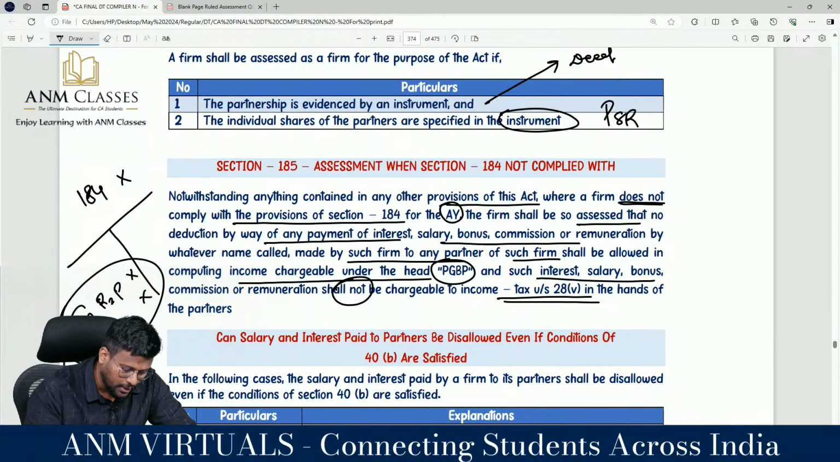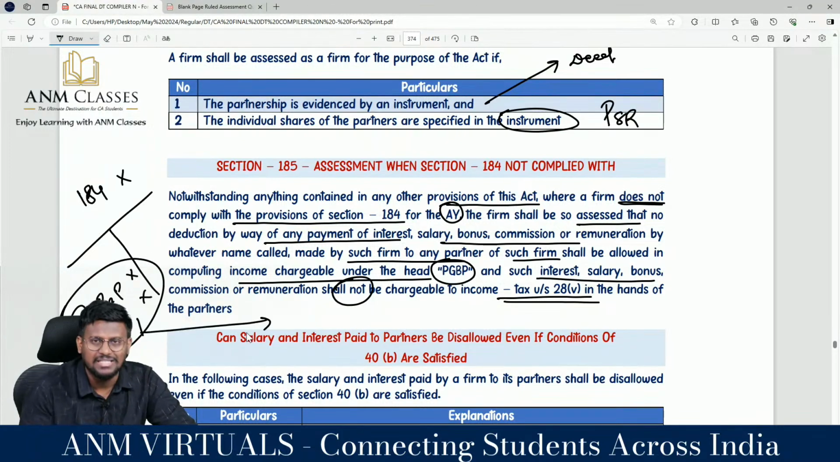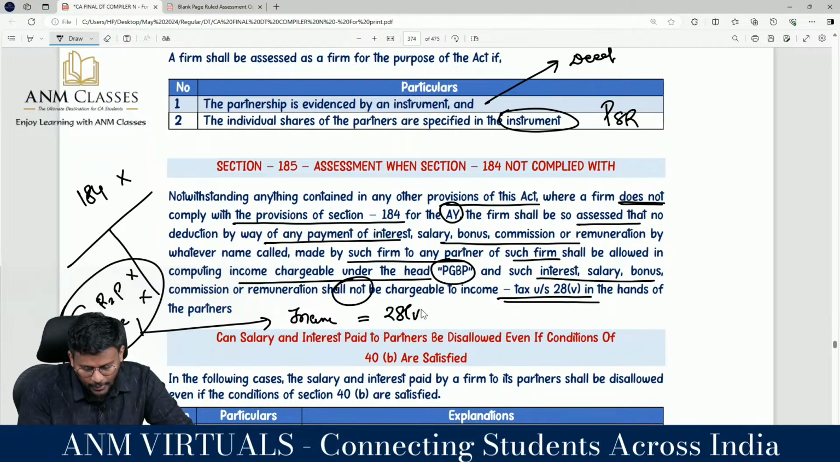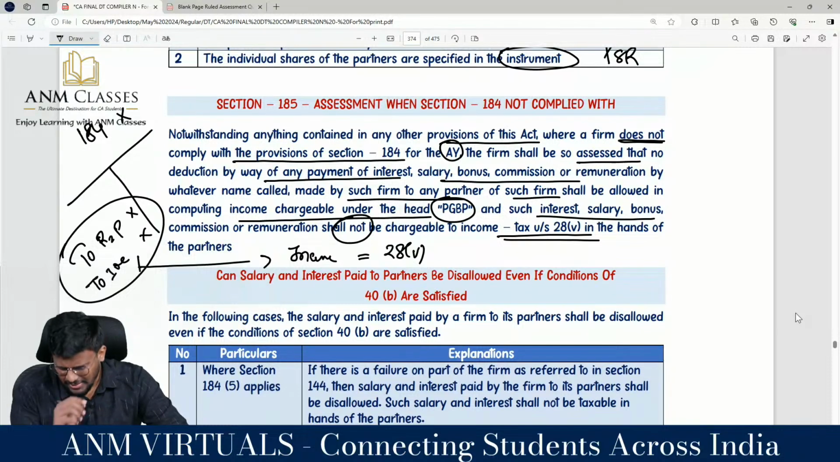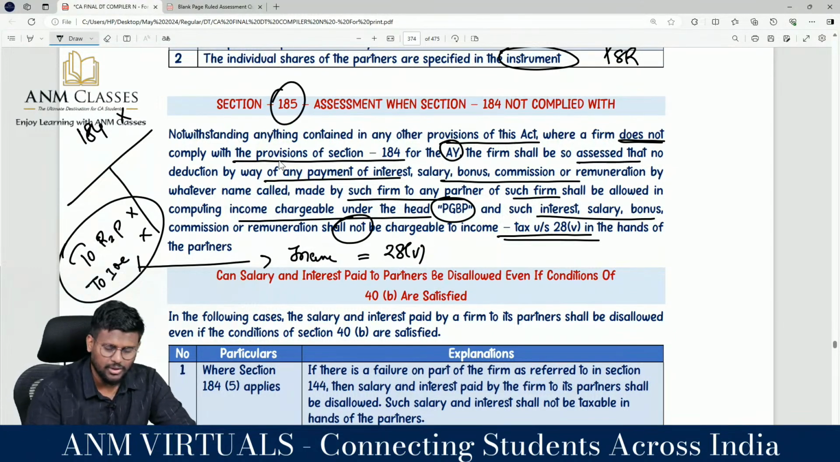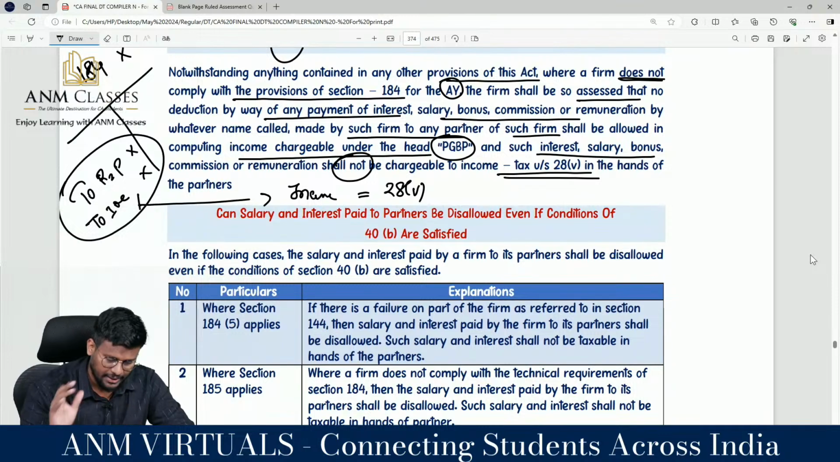This item will not be treated as income in the hands of the partner as per 28 clause 5, that is the charging section, which is the 28 super sub. That means if 184 conditions are not satisfied, then a partnership firm cannot debit remuneration to partners and interest on capital to their P&L account. 185 comes to an end.